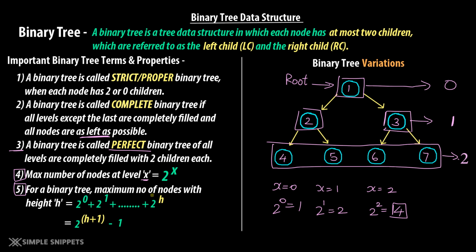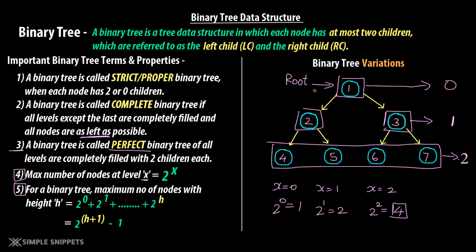So the height of the tree is defined as the height of the root node, and the height of the root node is the number of edges from the root node to the leaf node, and you have to take the maximum number of edges between the root node and the leaf node.